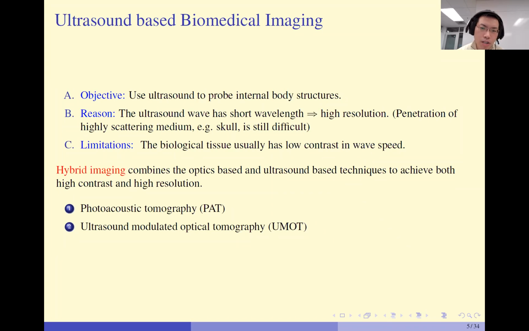So like in the optics, we have this high contrast from the optical properties, and from the ultrasound we can have the relatively high resolution. So people are trying to combine these two things to produce the image with a high contrast and also high resolution. And two of these representative modalities I want to introduce are the PhotoAcoustic tomography, and another one is the ultrasound modulated optical tomography. And today we will focus on the PhotoAcoustic tomography.